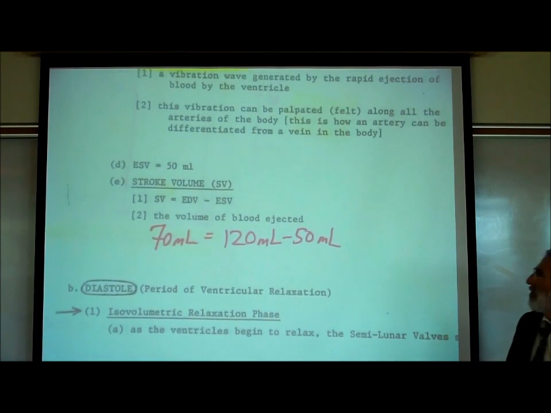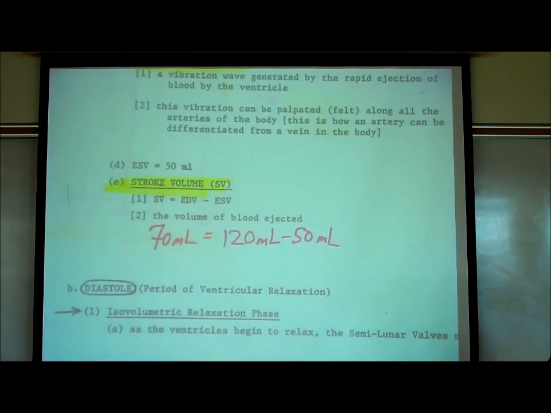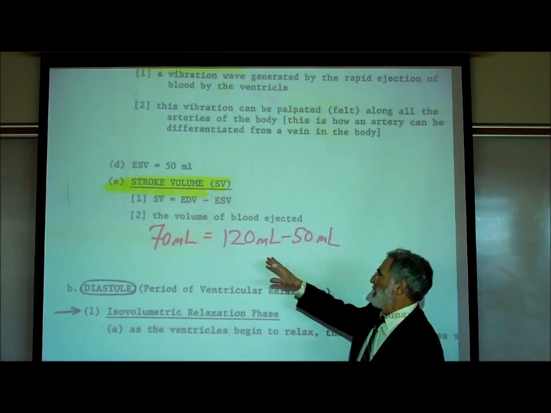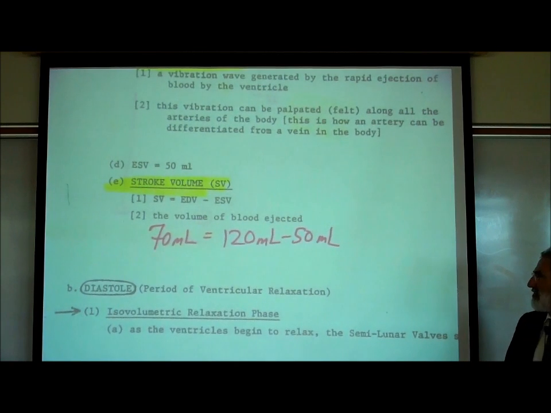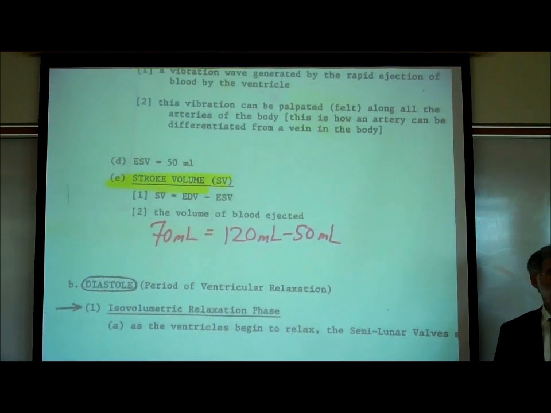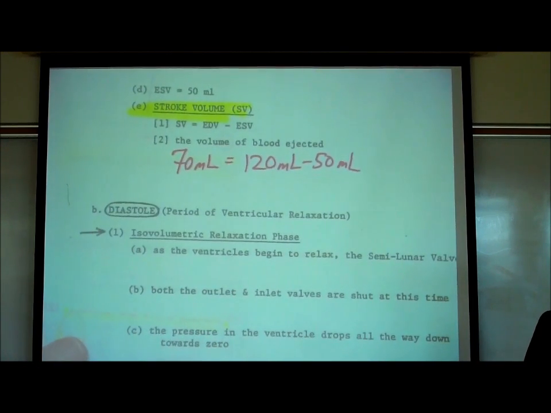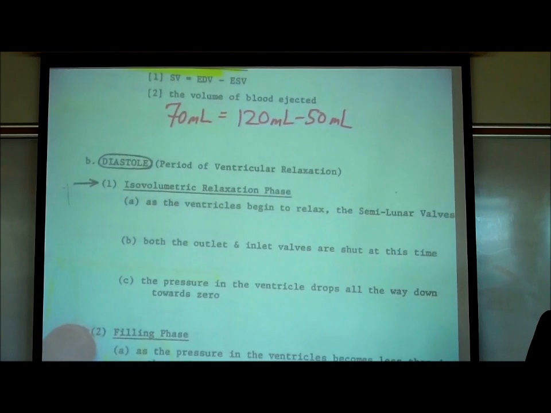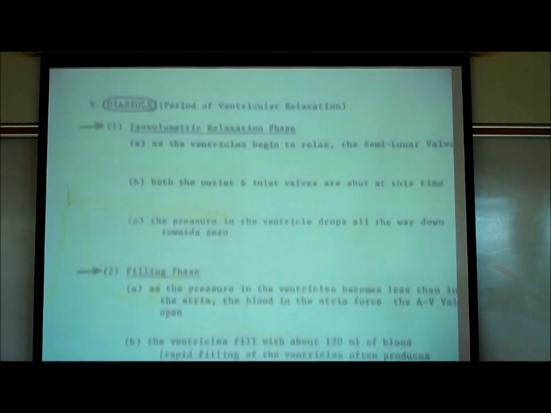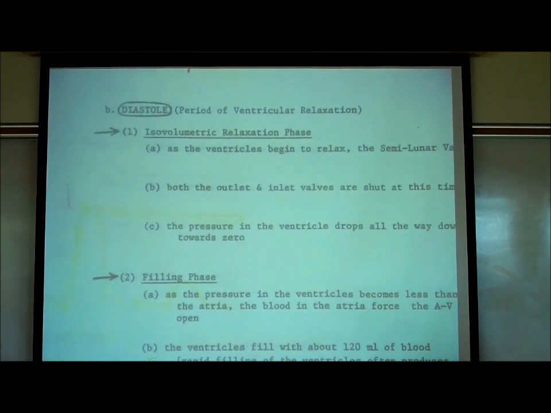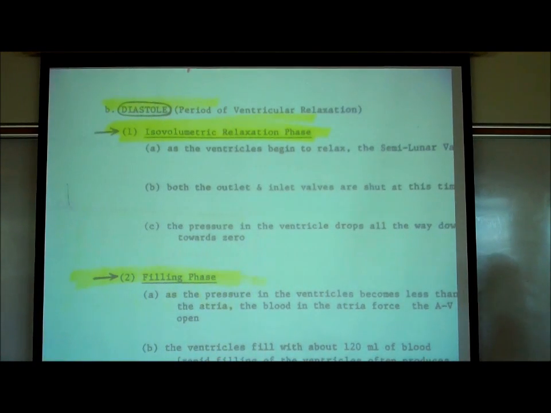Now, we know that each ventricle is going to eject a stroke volume of about 70 milliliters of blood. It filled to 120, it ejects 70. With every stroke of the heart, it ejects 70, leaving 50 still remaining in each ventricle. The amount ejected is called the stroke volume. Now, diastole. Diastole is the period when the ventricles relax. We have now divided diastole into two phases, just as we had divided systole into two phases: the isovolumetric relaxation phase and the filling phase of diastole.